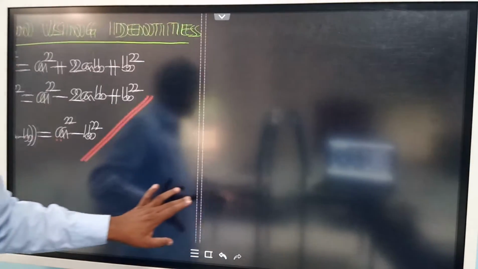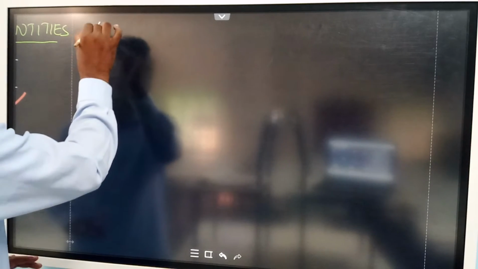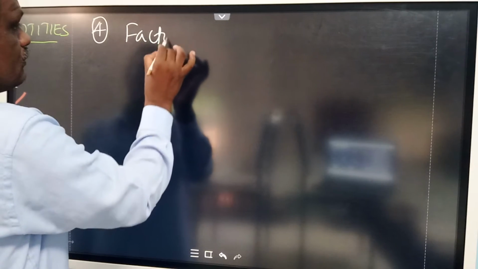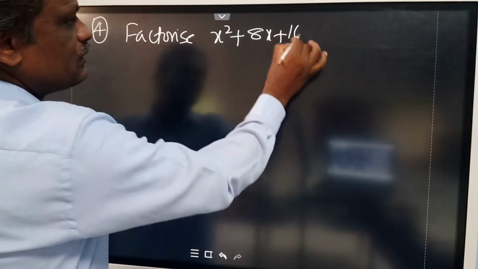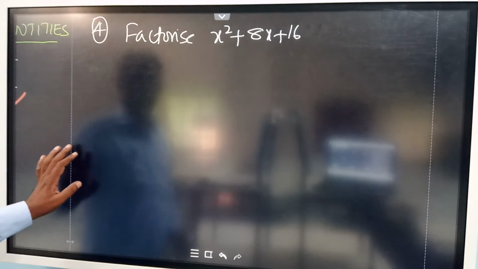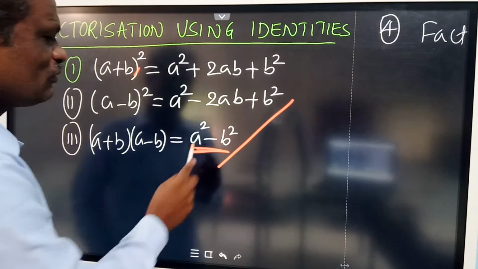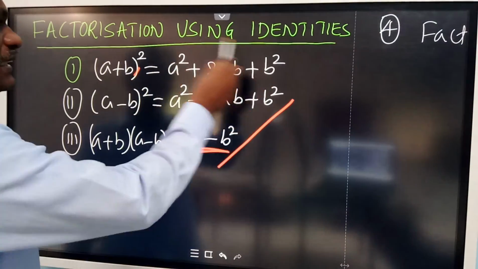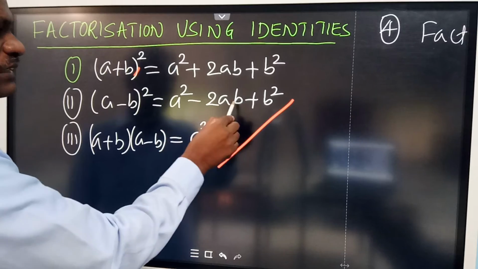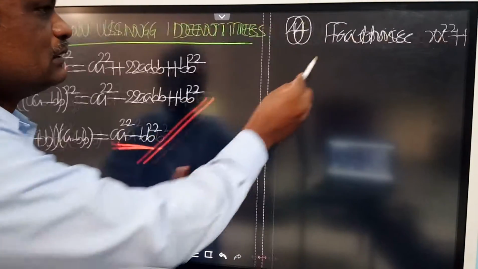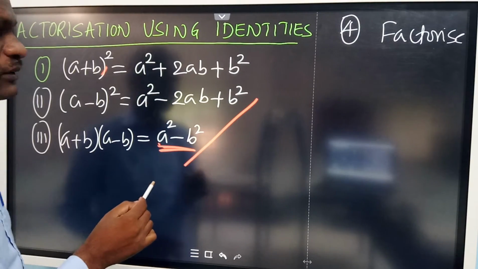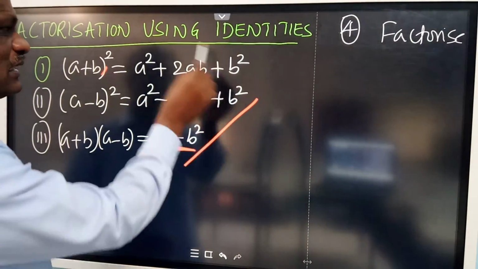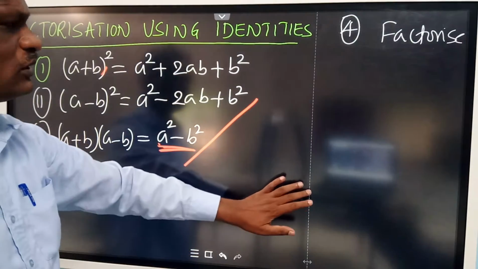So let us see some example problems related to this type. First, example 4: factorize x square plus 8x plus 16. Now this has 3 terms in it, so you cannot take the last formula, which has only 2 terms. Then it must be one of the other two. Look at this, the middle term has a positive sign, therefore it cannot be the second formula also. Third formula rejected, second formula also rejected. Now we are left with only one, a square plus 2ab plus b square.